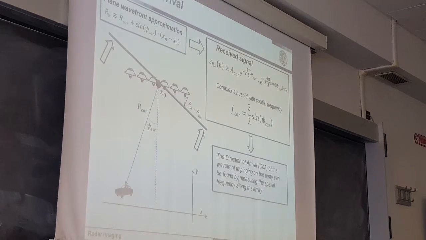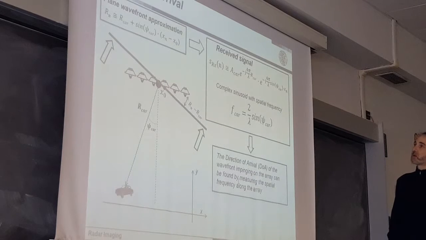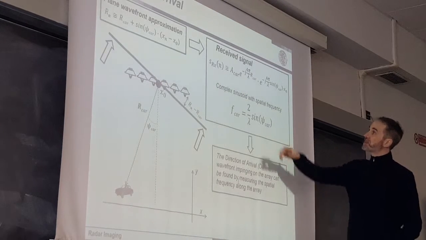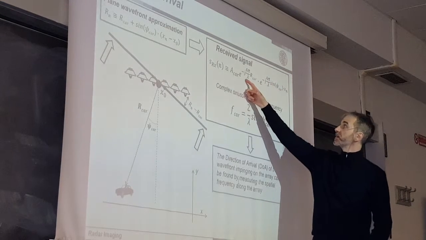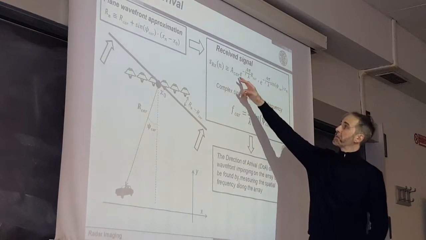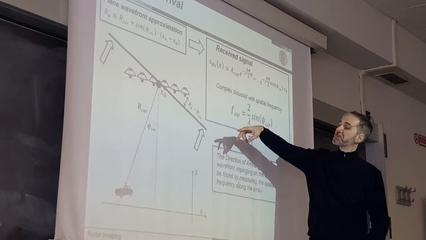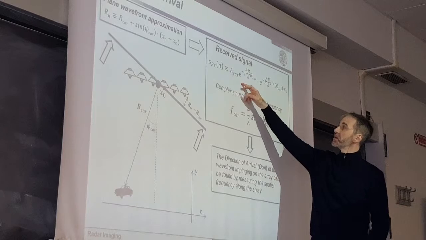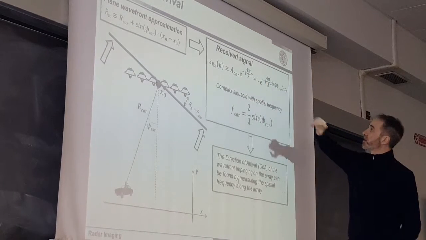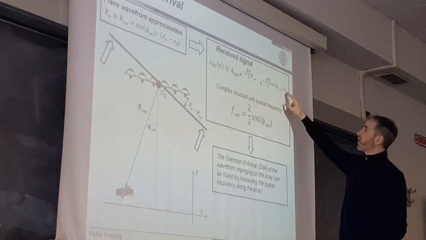So, what do we know about the direction of this wave? Well, under the planar wavefront approximation, we can approximate the distance in this way, as a function of the angle and the coordinates along the array. Then this is the expression of our received signal. So you see you have a term that just depends on the radar equation. Then you have a constant phase, and this is the varied part of the phase.